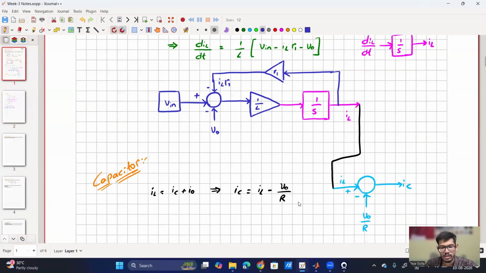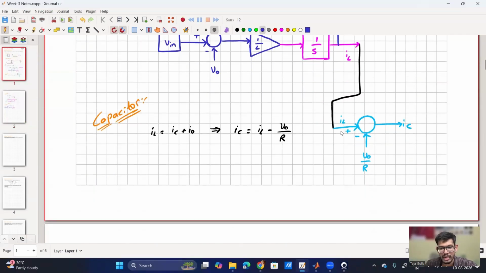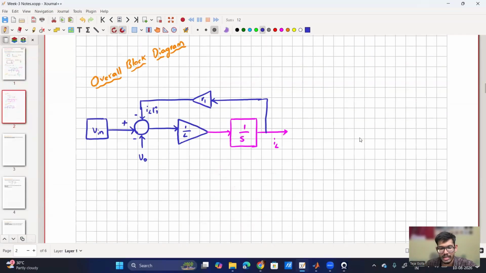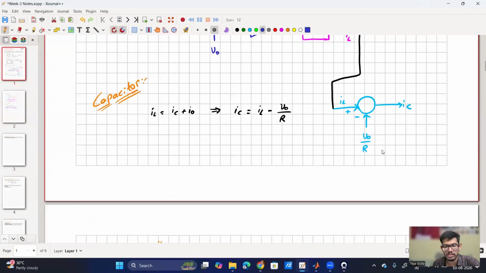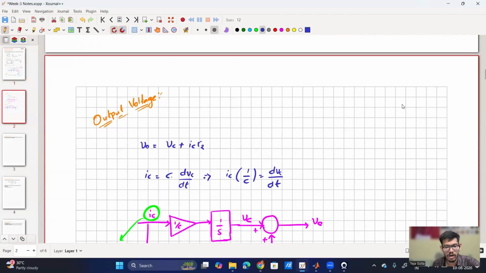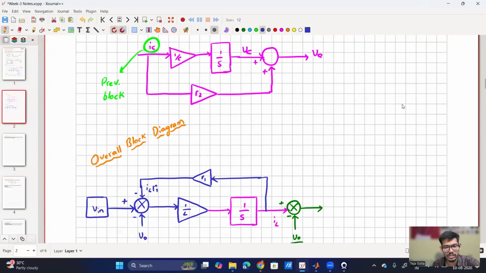Okay, fine. From IL, I'll write IL minus V0 by R to get IC. So from IL, I'll pass this through a block, plus here, minus here, V0 by R, then I'll get IC. This is the intermediate block that we had over here, just to calculate IC. And from IC, I will draw this entire block. So from IC, I'll draw the same thing.